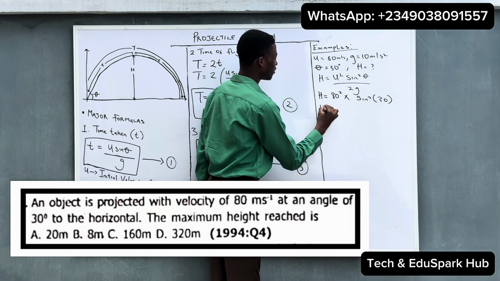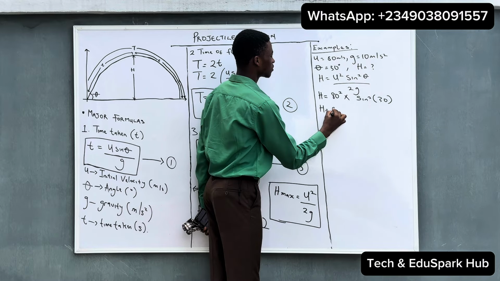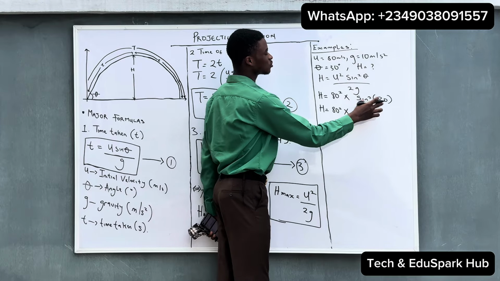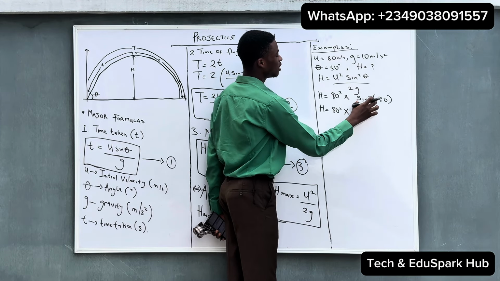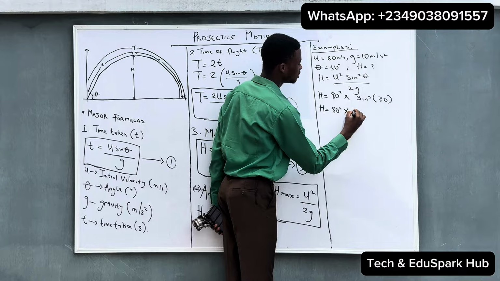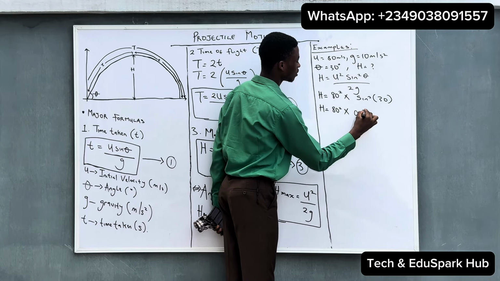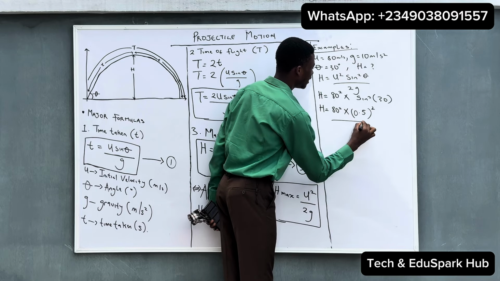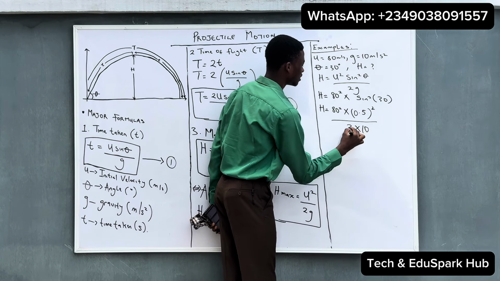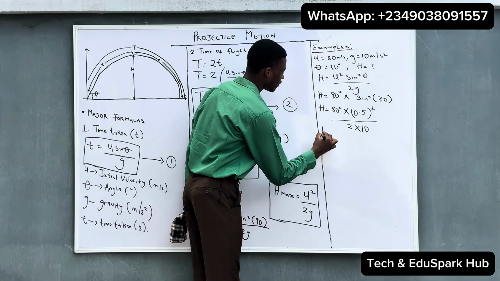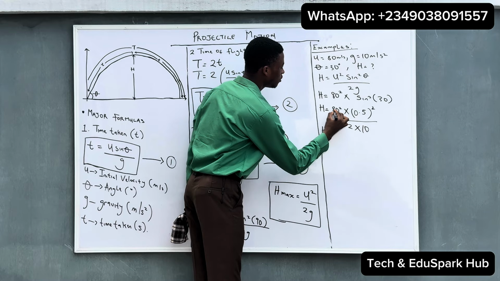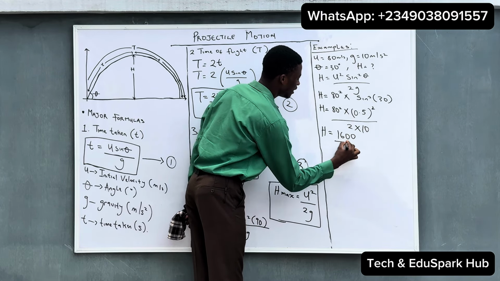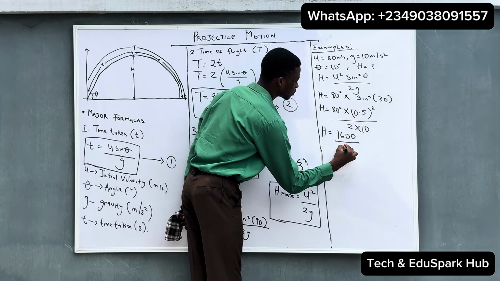So advancing further, we have our h to be equal to 80 square multiplied by what is sine 30? So to do this sine 30 square, you just have to find sine 30 first before you square it. So finding sine 30 first, we have sine 30 to be 0.5. So we can now square that 0.5 after finding sine 30, divided by 2 multiplied by our gravity, which is 10. So when you multiply 80 square multiplied by 0.5 square, you have 1600 divided by 2 multiplied by 10, which will give us 20.